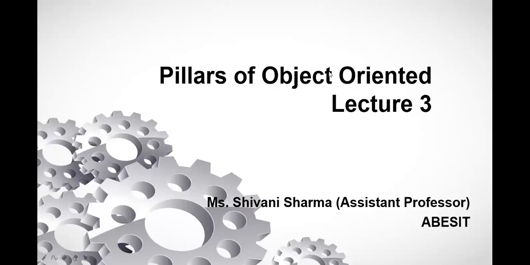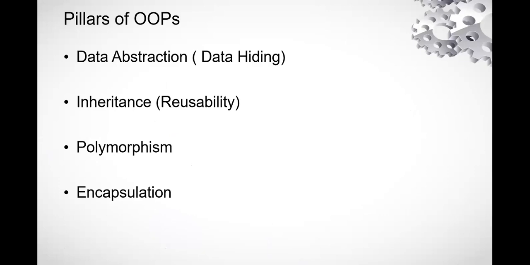So today we are going to start with the next session of our lecture series, that is pillars of object oriented. Now in the object oriented concept, for the programming reason, what we are trying to say is that there are four features of object oriented programming which are forming the pillars of this programming. They are: first, data abstraction; second, inheritance; third, polymorphism; and fourth is encapsulation.